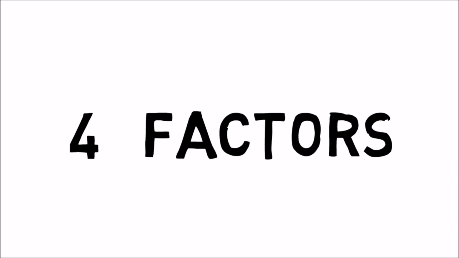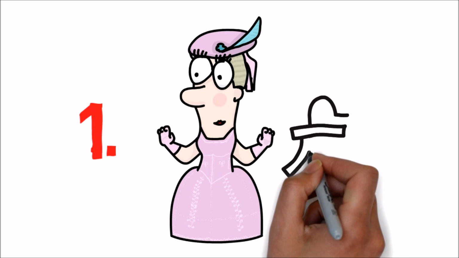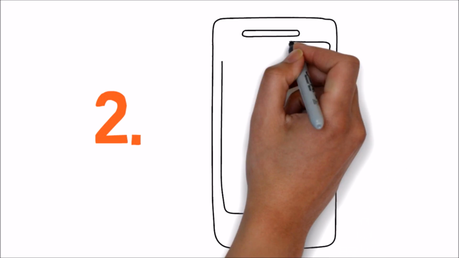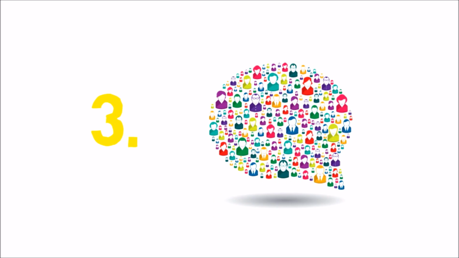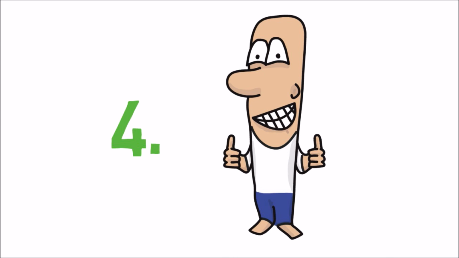So now let's take a look at the 4 factors. There are 4 factors that influence the strategy of ASOS and help the company to create the best experience for its customers. These include, number 1, great fashion, great price. Number 2, awesome on mobile. Number 3, engaging content and experience. And number 4, best-in-class service.